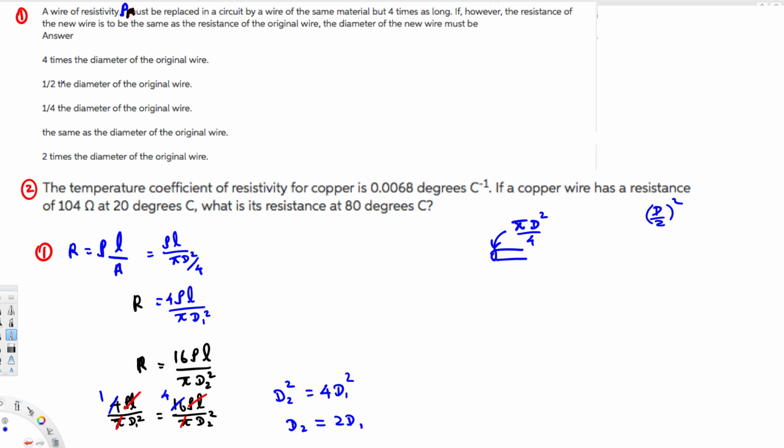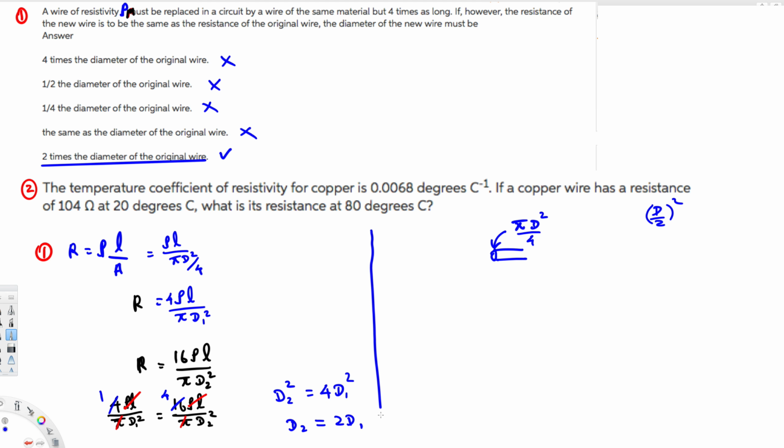So let's look at the answers. The first answer is 4 times the diameter of the original wire. It's not 4 times, it's 2 times, so it's wrong. Half the diameter of the original wire is also wrong. 1/4 of the diameter of the original wire, wrong. The same diameter, wrong. 2 times the diameter of the original wire, this is the right answer. So the answer for the first question is this one. Let's look at the second question.